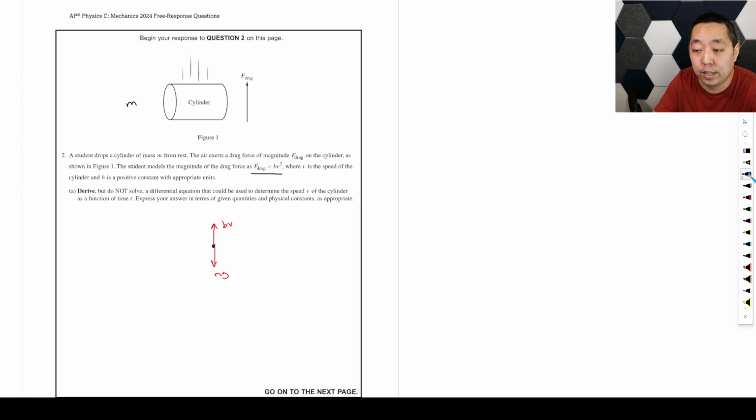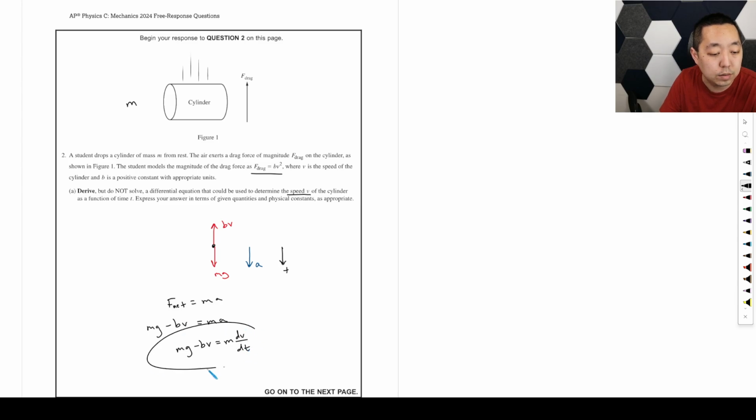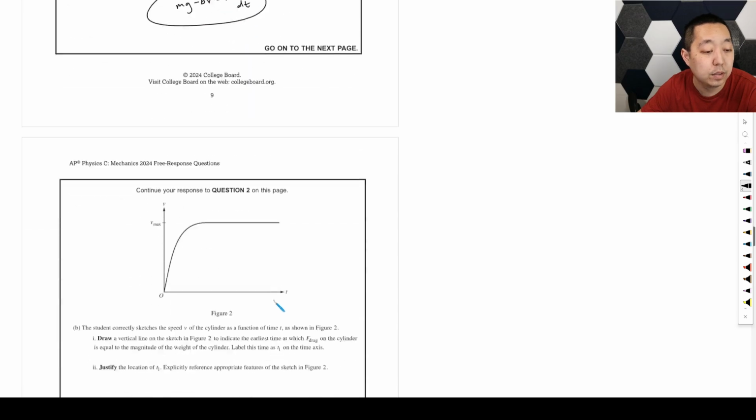Now, we want to identify the acceleration. The acceleration we'll just say is downward because you dropped it from rest, so it had to start initially. And so we'll make down the positive direction. Now we want to do F net equals ma. So downward is the positive direction, so that's mg minus bv equals ma. And then to make it a differential equation to solve for the speed, we replace a with dv dt, so mg minus bv equals m dv dt. Okay, like that.